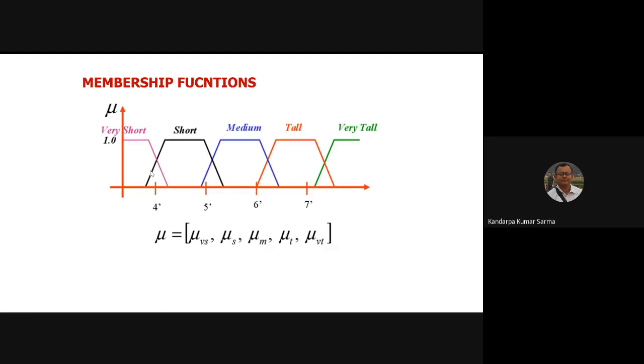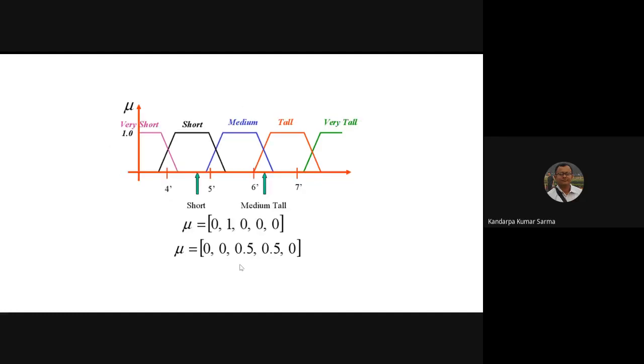So if we use a number of membership functions for representing different height states, you can have the membership functions for very short, short, medium, tall, and very tall. So mu vs, mu s, mu m, mu t, and mu vt. These will represent combined membership functions for all height situations. So you can have these representations graded with some values like 0, 1, 0, 0, 0, or mu taking values 0, 0, 0, 0.5, 0.5, and 0.